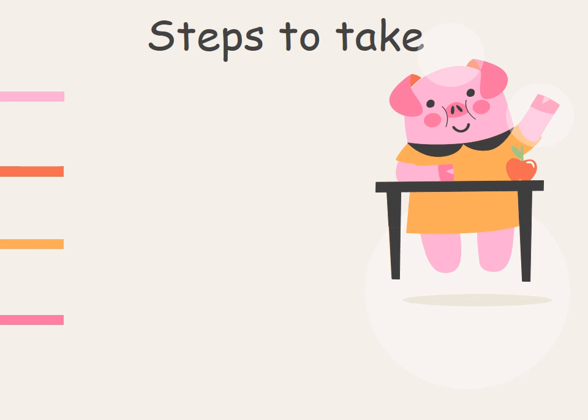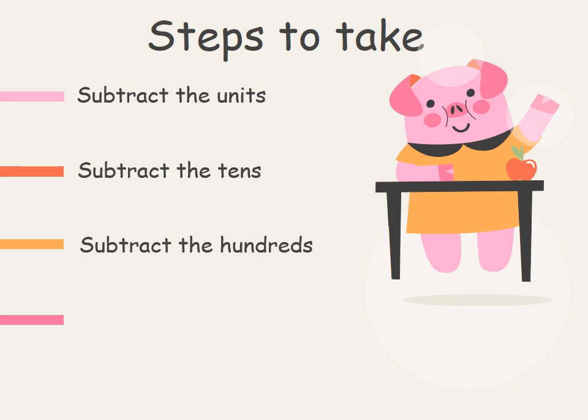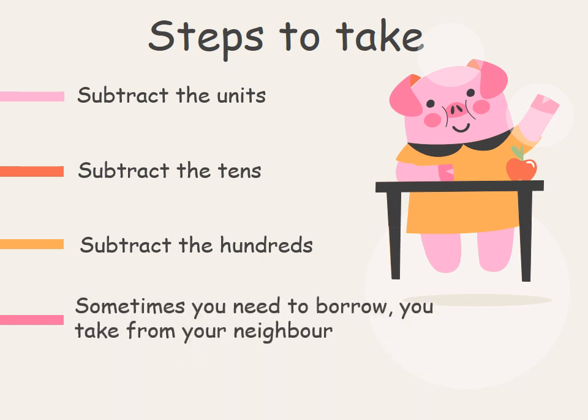Let's have a look at the steps we take in order to tackle a subtraction sum. Remember that your bigger number always comes first. You cannot subtract a bigger number from a smaller number. You can only subtract a smaller number from a bigger number. Step number 1, we subtract the units. Step number 2, we subtract the tens. Step number 3, we subtract the hundreds. Sometimes you need to borrow. This is when you take from your neighbor. We will have a look at some of these examples.